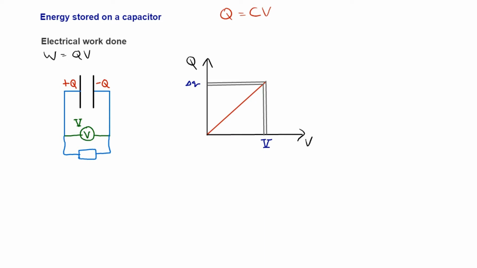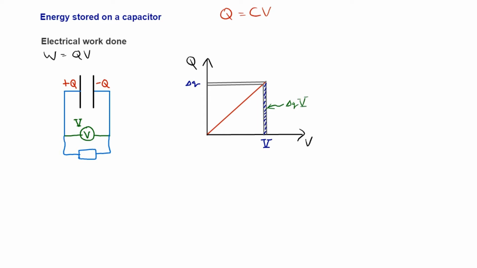Well, we can see that the area of that little strip there is going to be the energy released, or the work done on the charge, the electrical work done, as that charge moves back around the circuit. Okay, and we can see that that value, if I just label it, is going to be QV, so it's going to be delta Q times V.